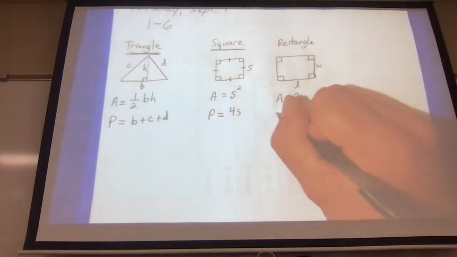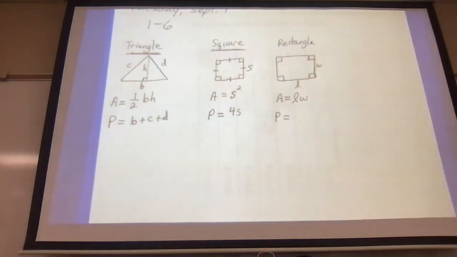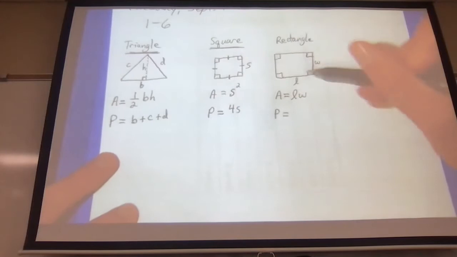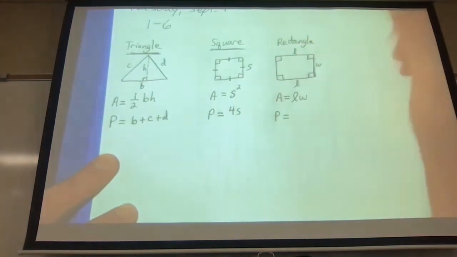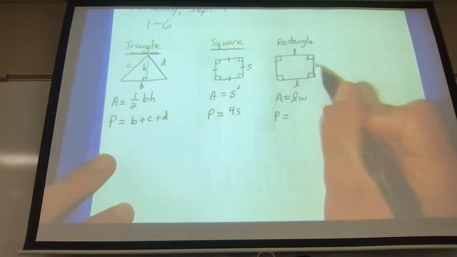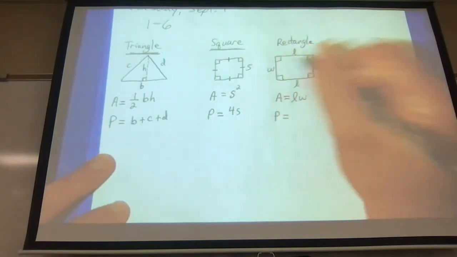And then to get your perimeter, you're going to add up all the sides. We've got 4 sides here. Now on a rectangle, the bottom and the top are the same. So the bottom side is L, the top side is L. The right and the left-hand sides are the same. The right-hand side is W, the left-hand side is W.